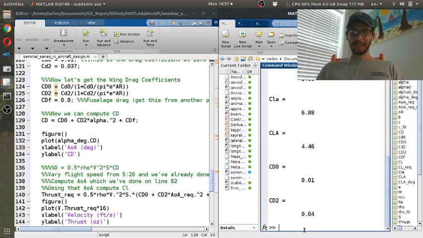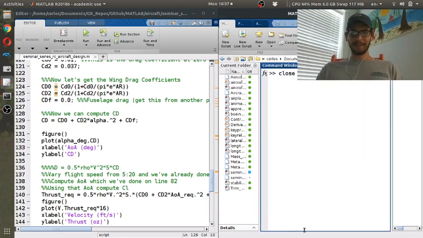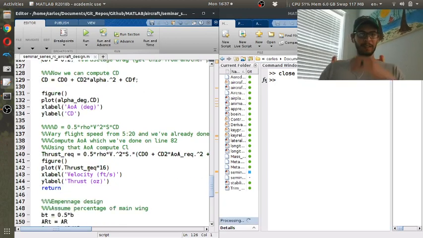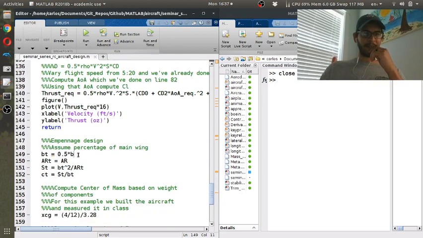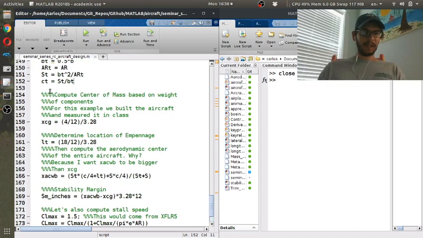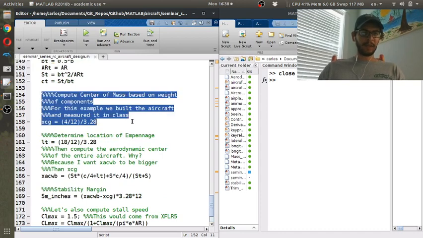Anyway, all right, clear, clc, close all. Let's add that fuselage drag back in there. So now it looks like the rest of the code is sizing the empennage. I usually assume the empennage is going to be 50% of the wingspan, and I assume the aspect ratio of the tail is the same as the wing. Here's the area of the tail, the chord of the tail. And then you have to compute the center of mass based on the weight of the components.